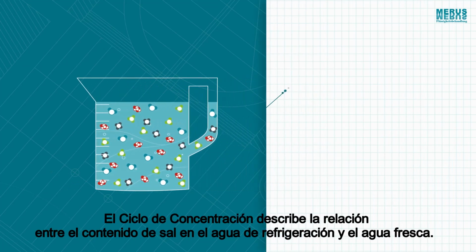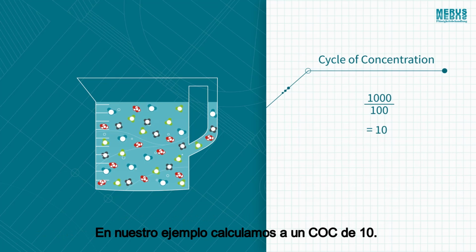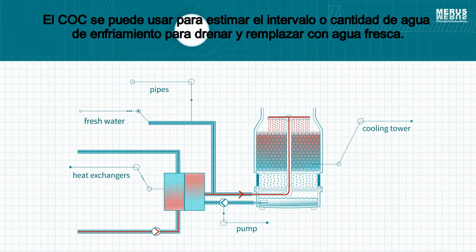The cycle of concentration describes the ratio of the salt content of the cooling water to the fresh water. In our example, we calculate a COC of 10. It can be used to estimate the interval or amount of cooling water to be drained and replaced by fresh water.